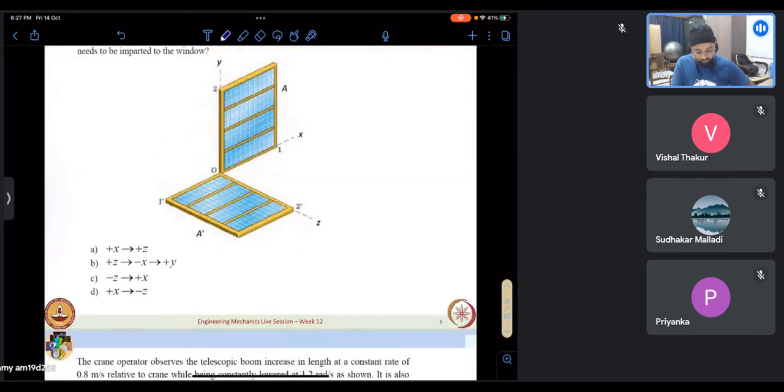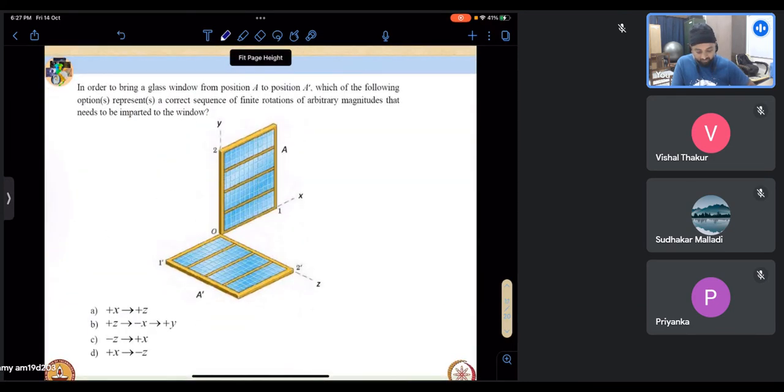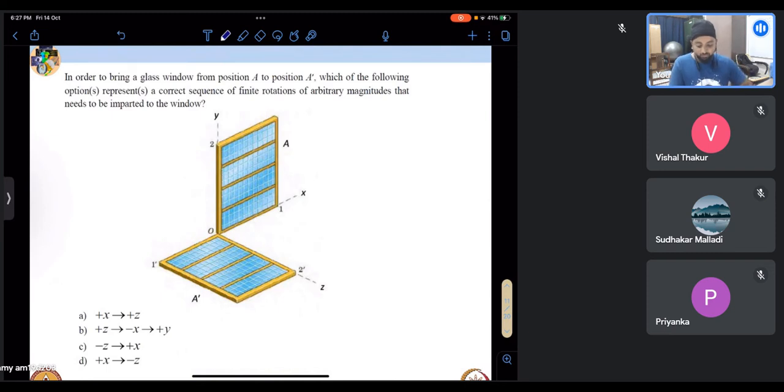I just have one small problem here. You can just take a look at this. So in order to bring a glass window from position A to A prime, which of the following options, there could be more than one, represents the correct sequence of finite rotations of arbitrary magnitude? So we have been given whatever magnitude we want, we can choose. Only constraint is that we have to go by whatever axis that has been mentioned in the question. Of arbitrary magnitudes that need to be imparted to this window.